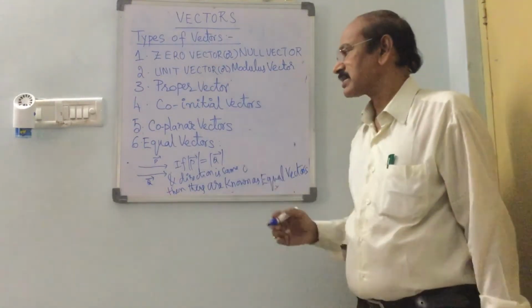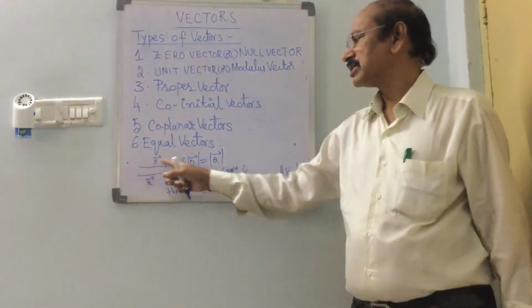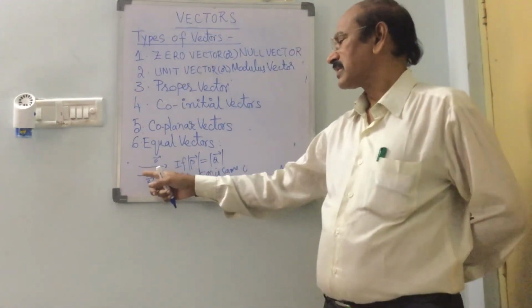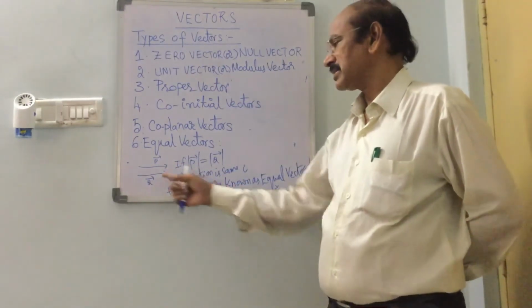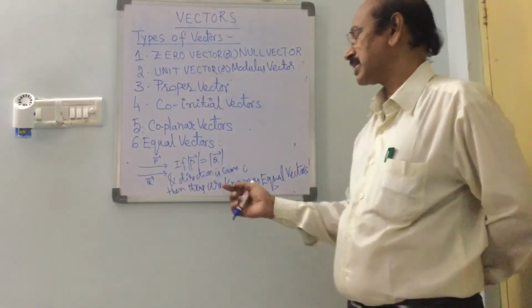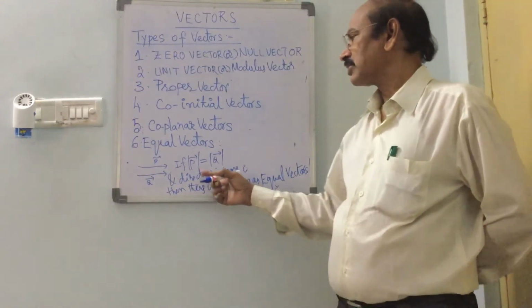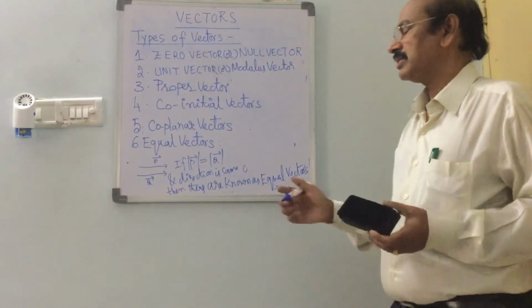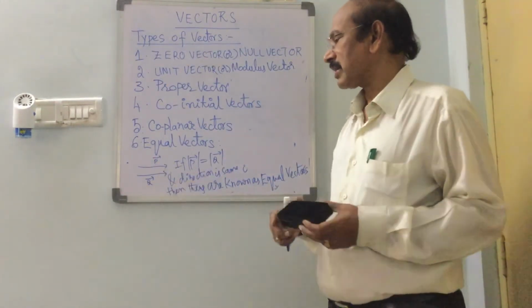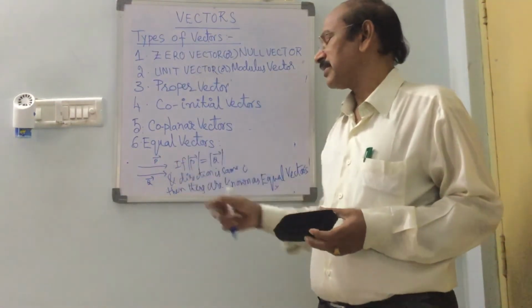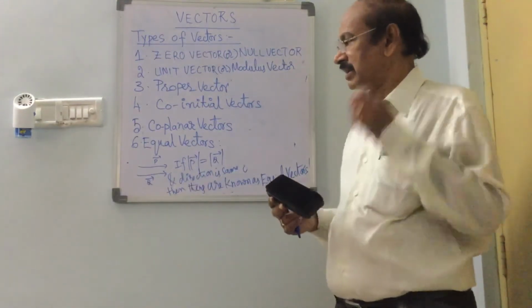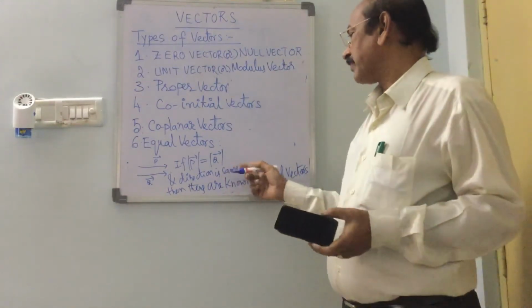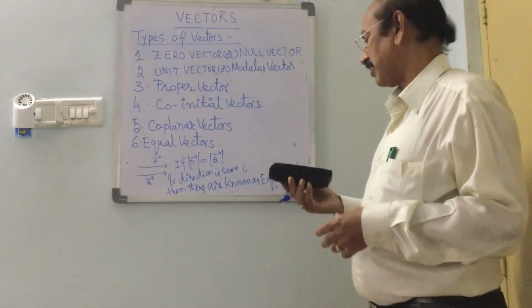So if two vectors have the same magnitude, that is the same length, and the same direction, that is traveling in the same direction, then those two vectors are called equal vectors. Here in this diagram, p bar and q bar have the same length, that is the same magnitude, and the same direction, for example, east to west. So these two vectors are known as equal vectors.